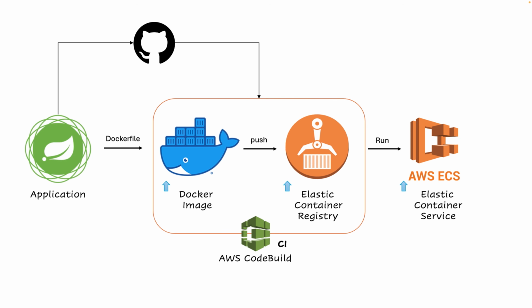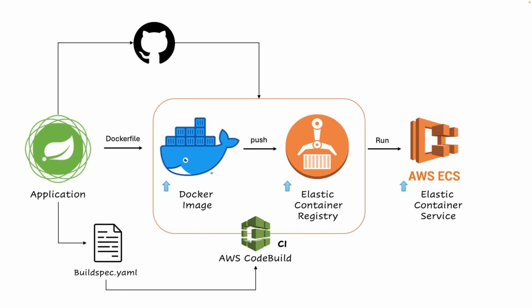But how will AWS CodeBuild know what steps to follow? For that, you need to write a file called buildspec.yml, and in that YML file, you tell AWS CodeBuild, hey, I want to build a Docker image and push it to the ECR. I am giving this command to you, please execute. So this buildspec.yml contains the instructions for AWS CodeBuild.